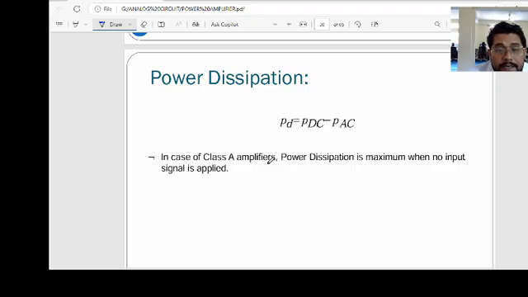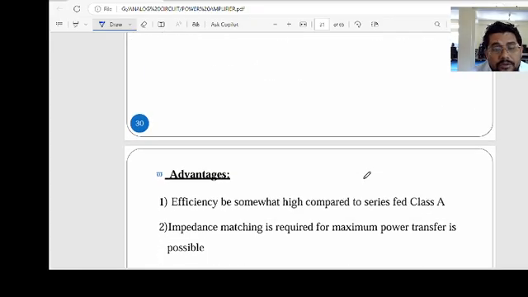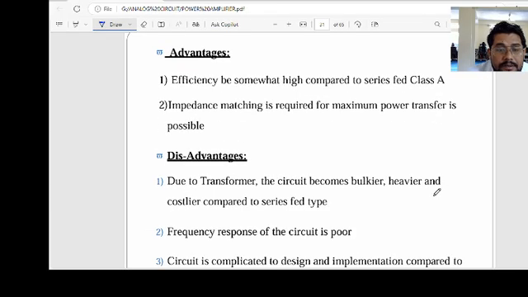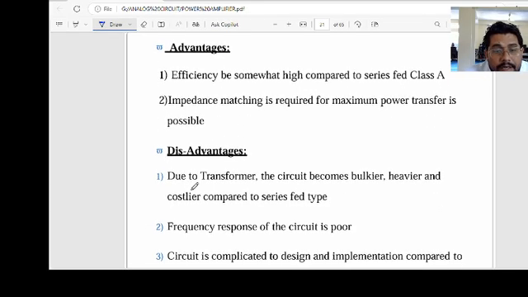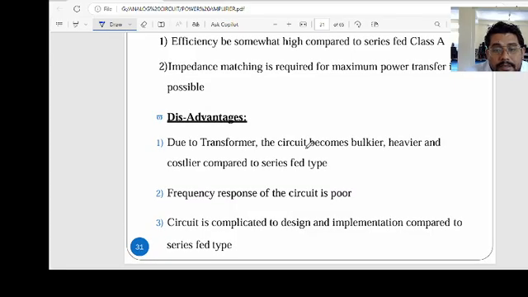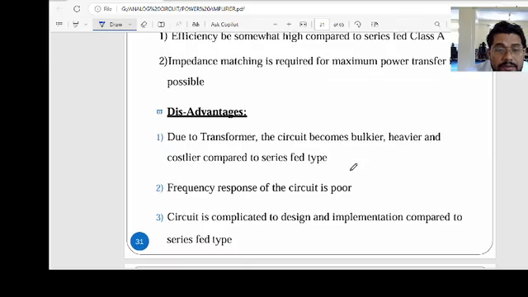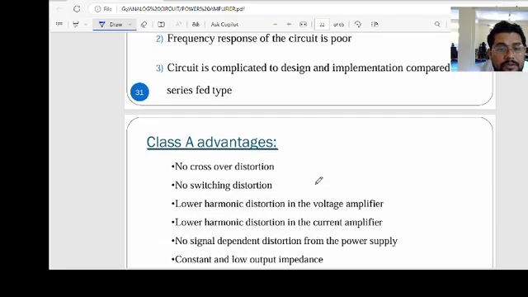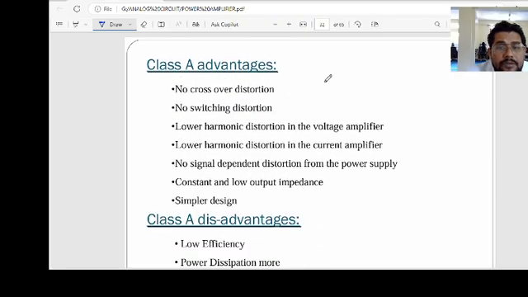So in the case of class A amplifier, DC power is maximum when no input signal is applied. The efficiency can be high as compared to series feed amplifier. The impedance matching is required for maximum power transfer. Due to the transformer, the coupled circuit becomes bulkier, heavier and costlier as compared to series. The frequency response of the circuit is poor. The advantage is that there is no crossover distortion.